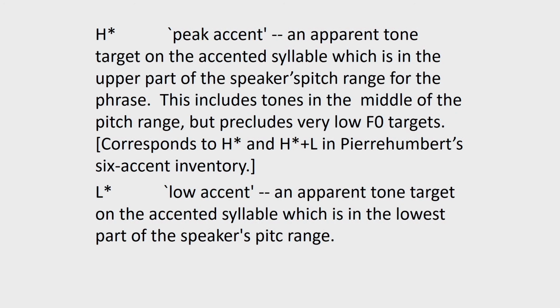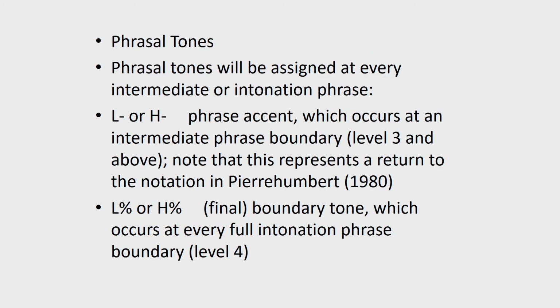And then, as we had seen initially when looking at Hayes 2009, they had included pitch in the middle range. Here in the ToBI labeling, we do not use pitch in the middle range, and it uses relatively high pitches, excludes the low F0 targets. A fundamental frequency which is very low can never be H*. And then L* is the low accent. And then there are phrasal tones, which are L or H phrase accents. This is how they are represented, with a dash.